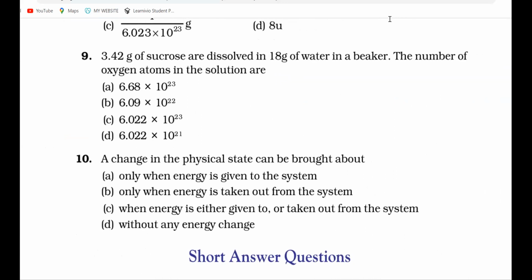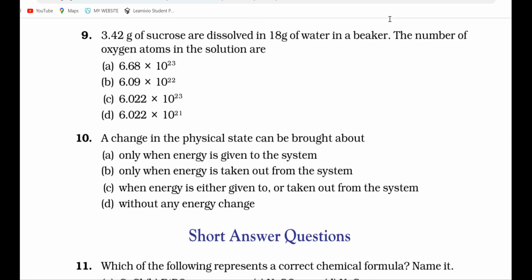Question number 10. What should be the answer for question number 10? Sir, C. A change in the physical state can be brought about only when energy is given to the system. No. Either energy is given or taken out of the system, so C is the correct option.